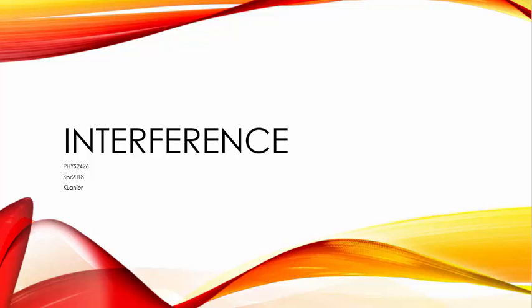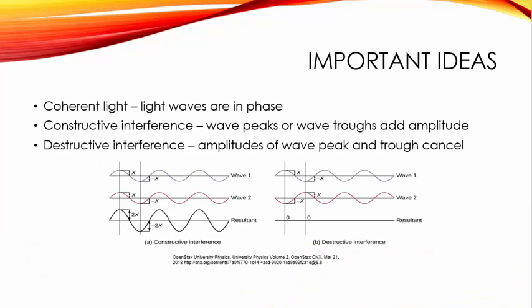Interference is a wave property that light exhibits when it goes through two slits in some medium. And to talk about interference, we need to have some important ideas under our belts. The first one is we're going to simplify things by talking about what we call coherent light, where all the light waves are in phase. And this would usually be a laser light or a single light.